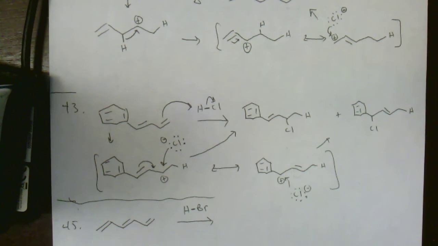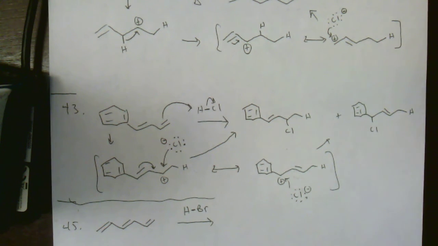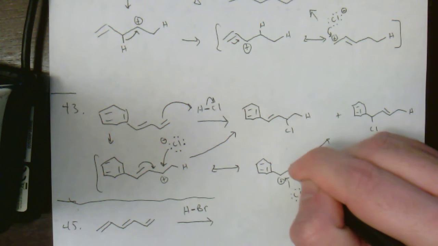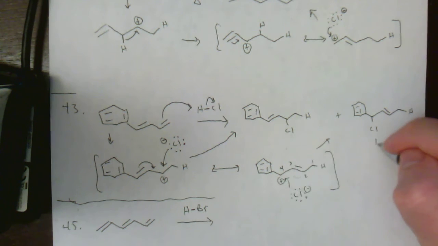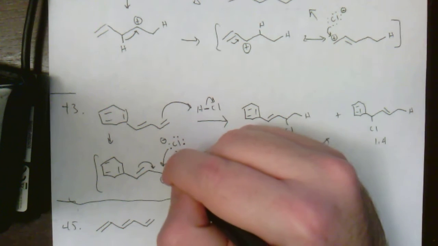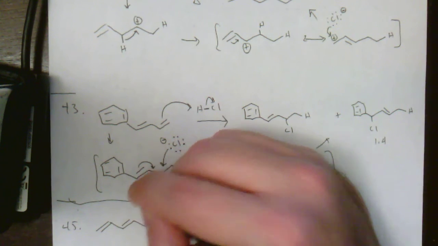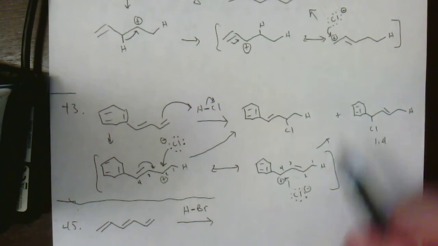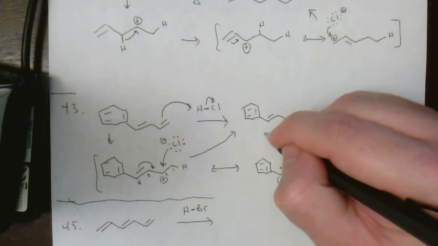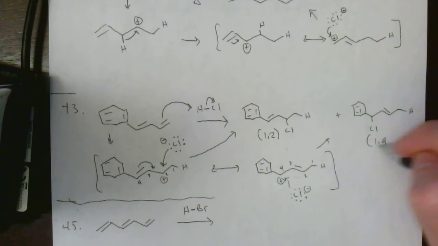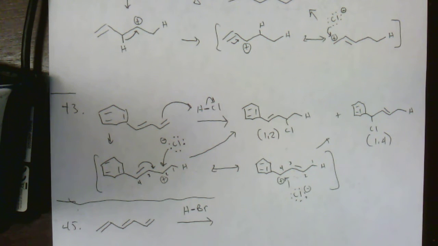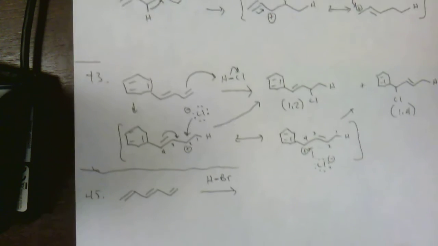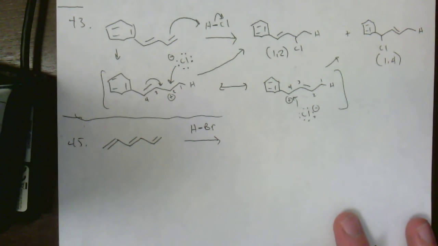Now labeling these the 1,2 and the 1,4 addition products, remember the H goes on carbon 1. So this would be the 1,4. And over here, carbon 1, 2, 3, 4, the H went on carbon 1 and the Cl went on carbon 2. So this would be my 1,2 product. Remember, 1,2 is always the kinetic product. The 1,4 may or may not be the thermodynamic product. You have to look at how substituted that double bond is. Your thermodynamic product is always your most stable alkene.